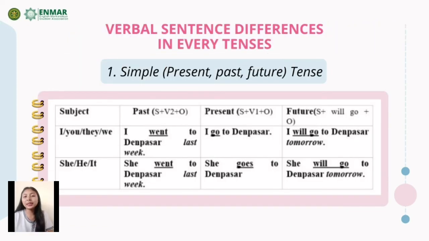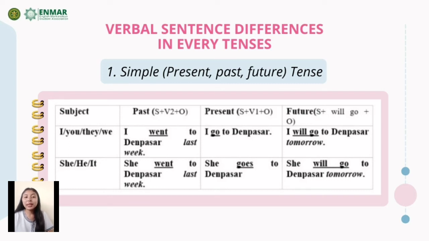In every tense, we will use different verbal sentence patterns. In this presentation, there are 9 patterns of tenses that are often used, starting from simple, continuous, and perfect. Now, we will learn one by one, starting from simple tense. Simple tense includes past, present, and future. Start from simple past tense.